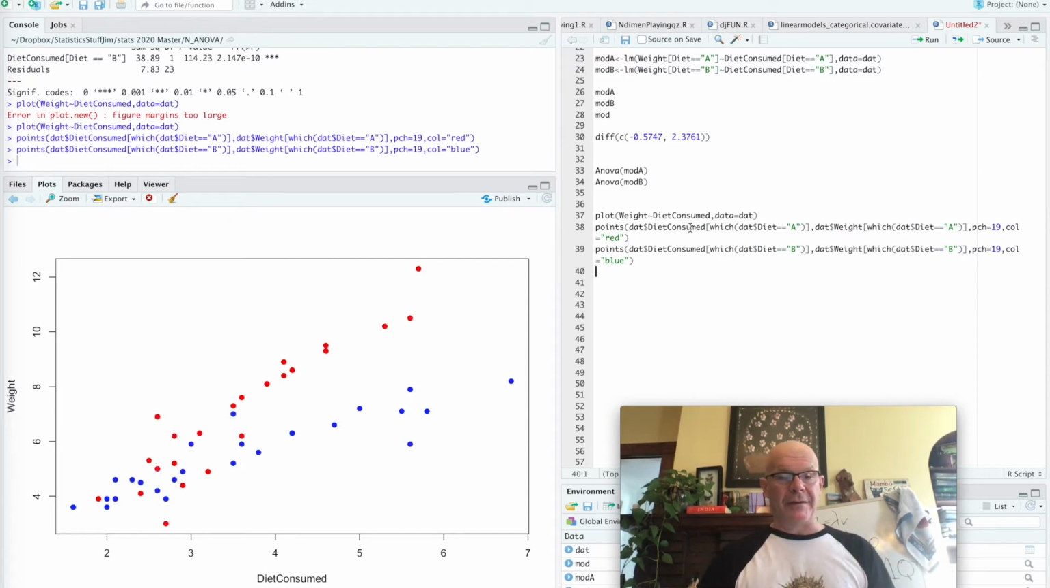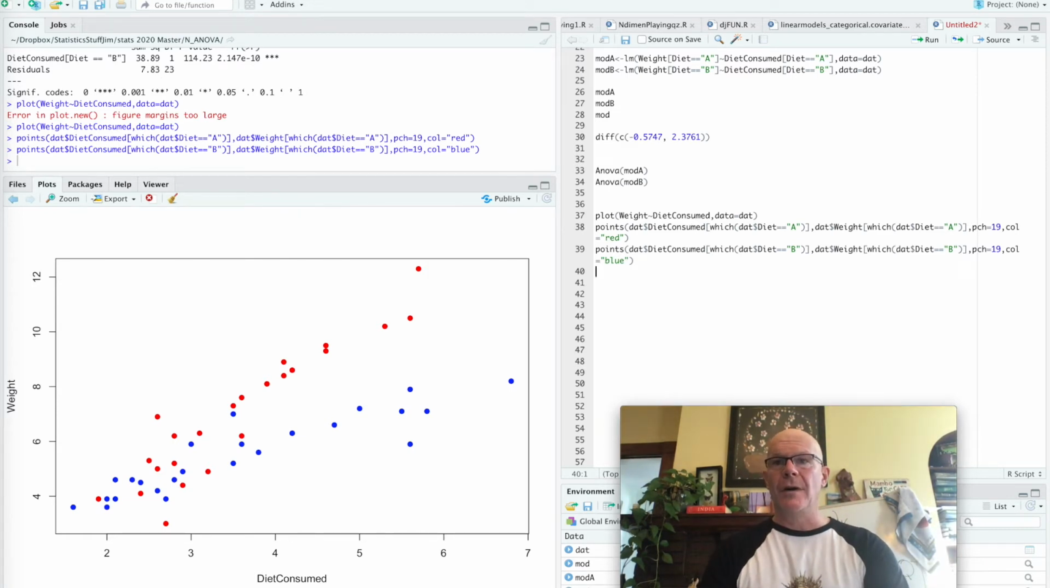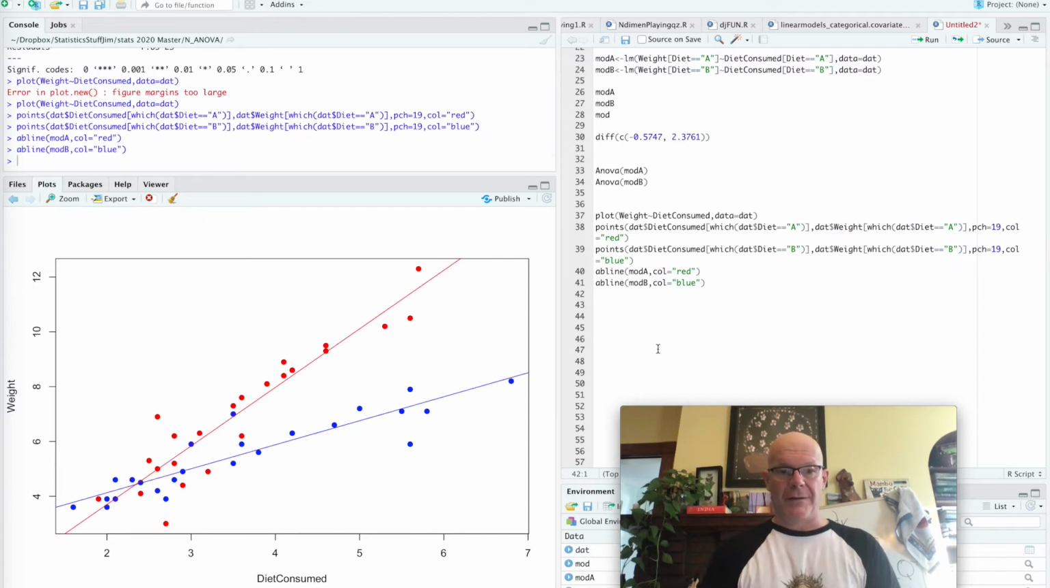Just by eyeballing this, we can see that, well, the more you eat, the more you weigh. But it certainly does look that, on average, on diet A, the red diet, you're weighing more than if you're on diet B. And so let's go ahead and plot the lines for each of those on here from both of our models. And now you can really see why that interaction term is important, okay? Because, yes, on average, the red diet weighs more than the blue diet, diet B.